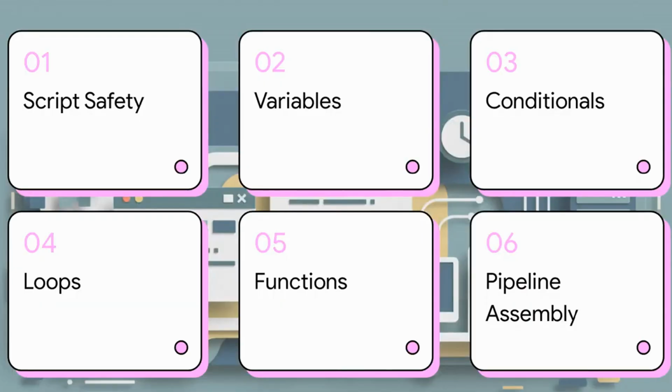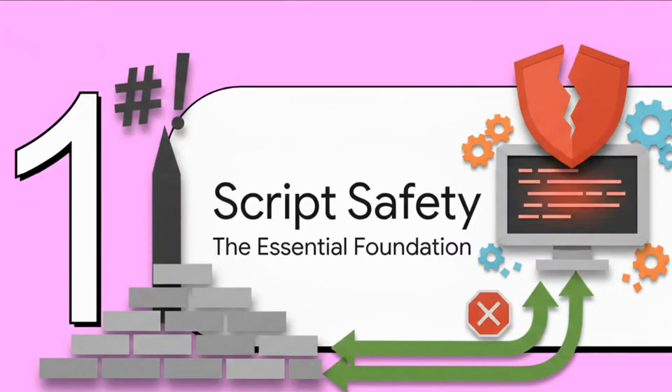Here is our roadmap for today. We're going to build this step by step, covering script safety, variables, conditionals, loops, functions, and finally, pipeline assembly. Starting off with Section 1, Script Safety. This is the essential foundation of any good script.